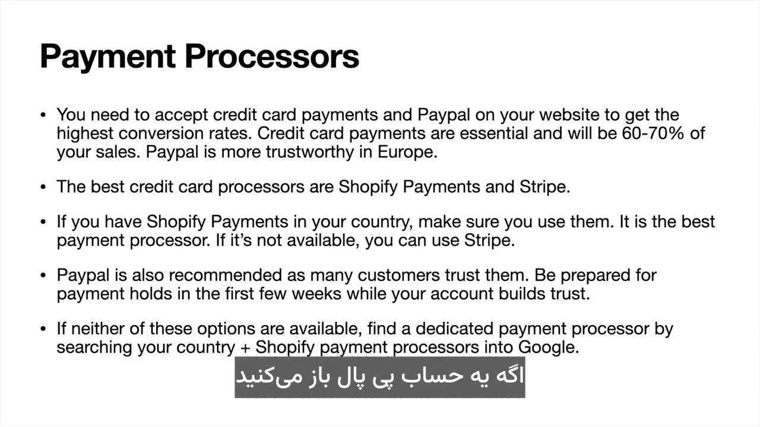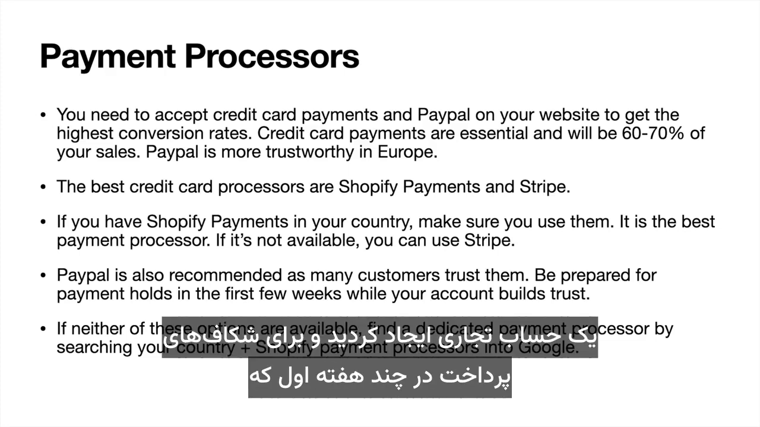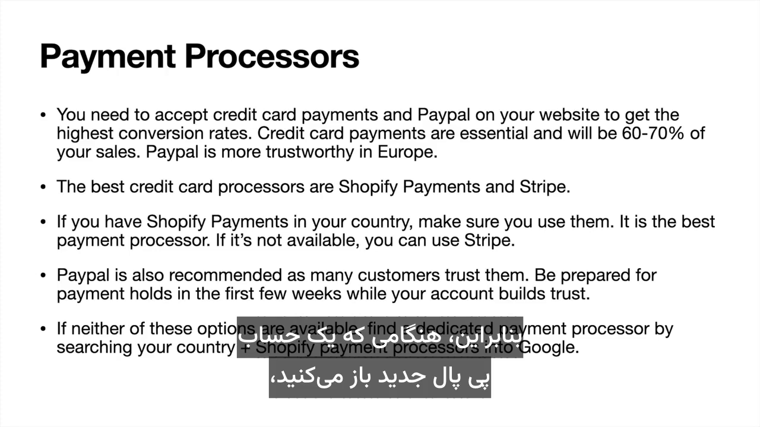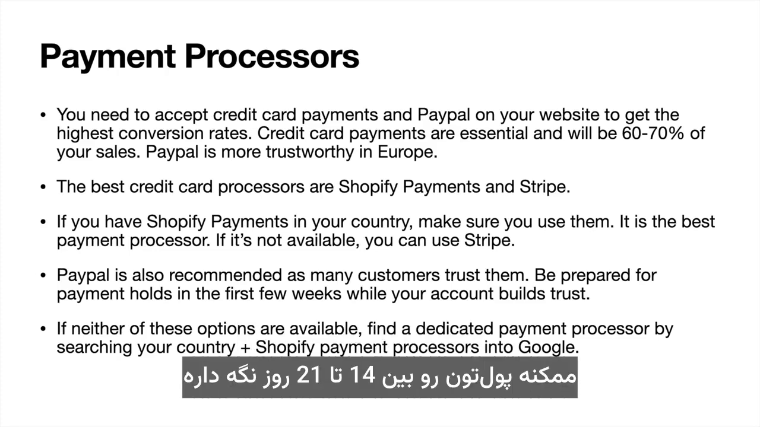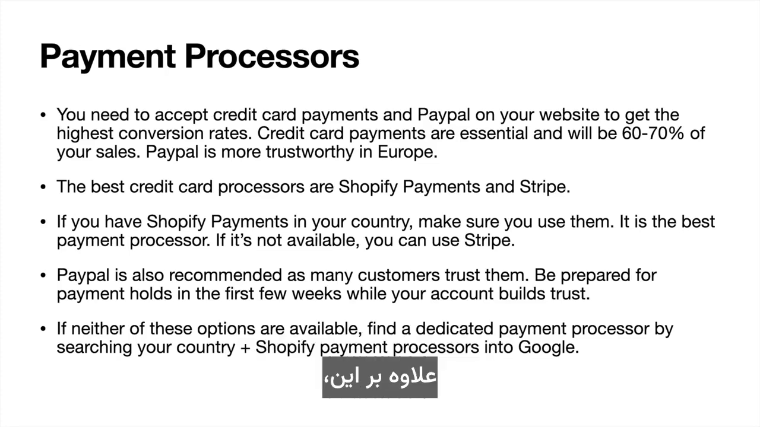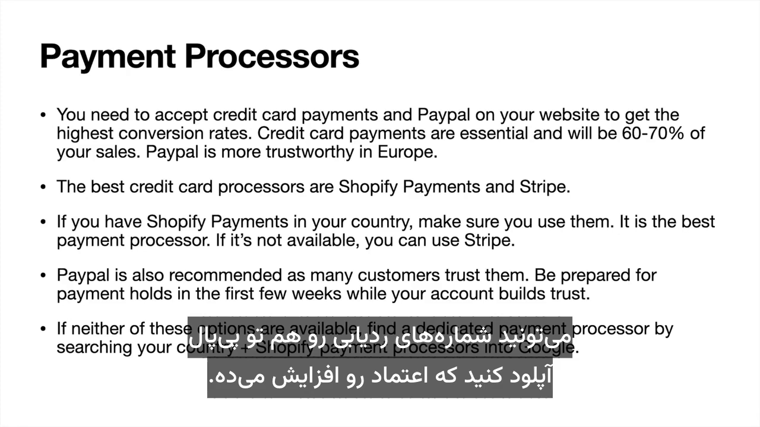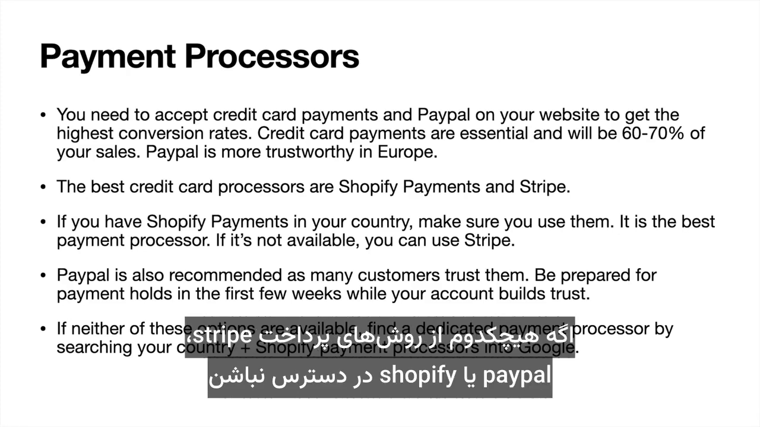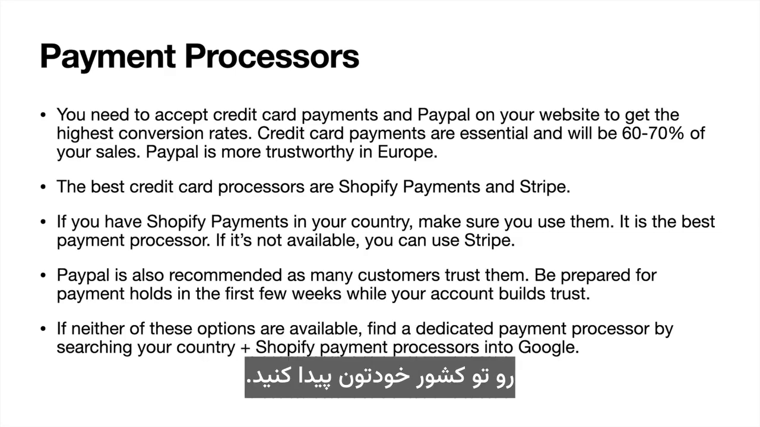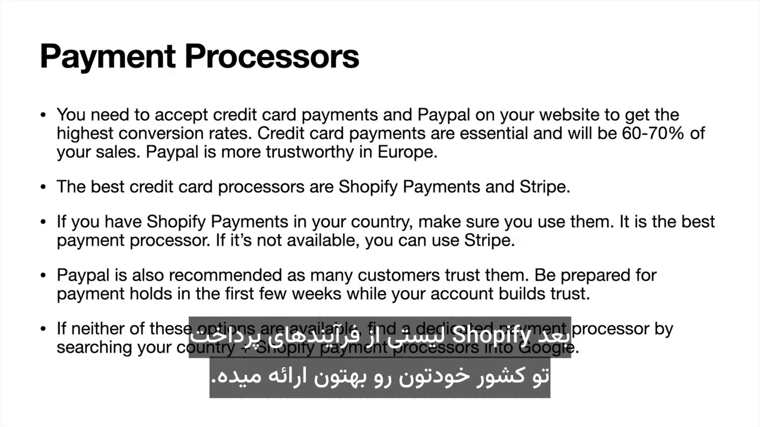If you open a PayPal account, make sure you create a business account and be prepared for payment holds in the first few weeks while your account builds trust. When you open a new PayPal account, they might hold your money for between 14 to 21 days just for the first few orders to make sure you're a real brand. In addition, you can also upload tracking numbers into PayPal, which also increases trust. If neither PayPal or Stripe Shopify payments are available, find a dedicated payment processor in your country by searching your country and Shopify payment providers into Google. Then Shopify will give you a list of payment processors in your country.